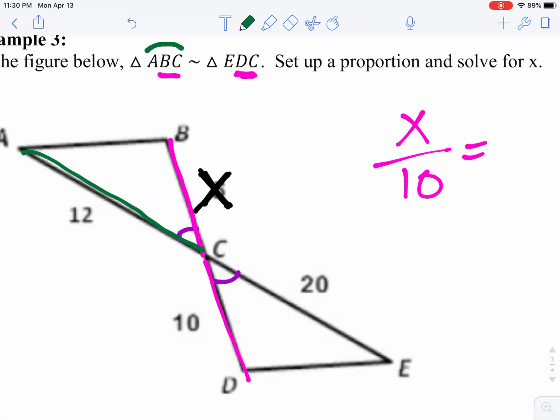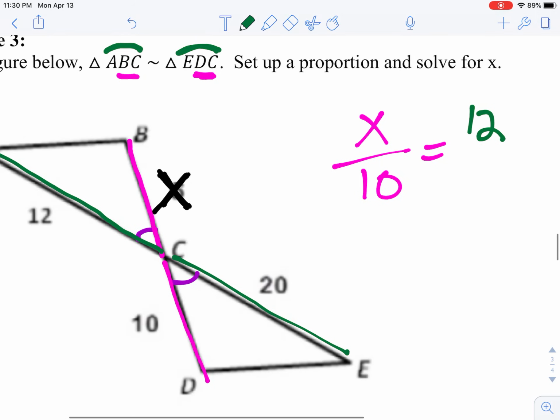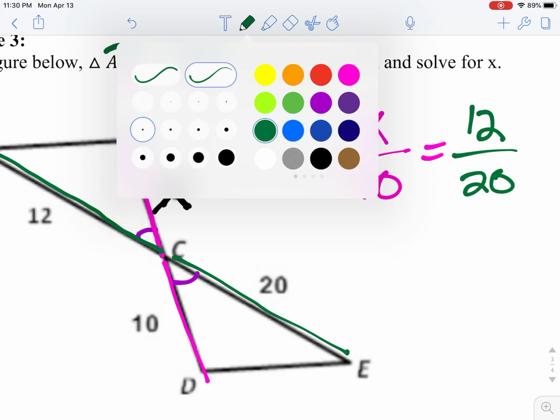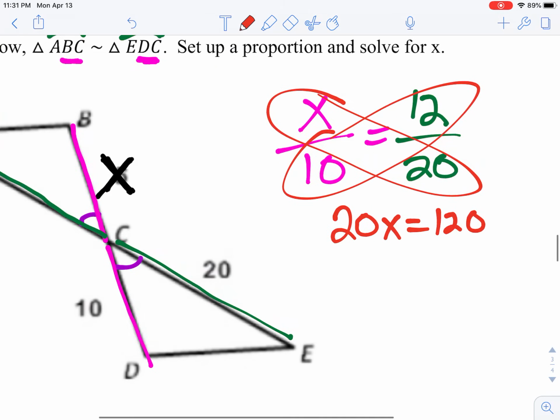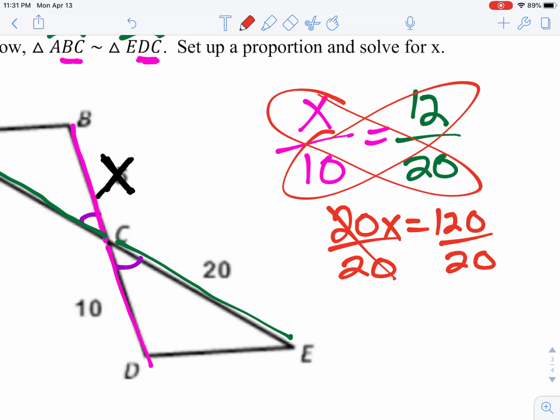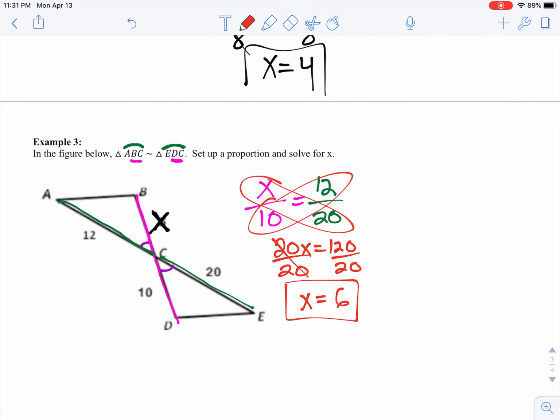And so in the similarity statement, A and C are the outside letters, so EC corresponds with AC. So I'm going to put 12 on top since it comes from the same triangle as the x, and then the 20 on the bottom since it comes from the same triangle as the 10. And now we're going to go ahead and cross multiply. So we've got x times 20, which is 20x, 10 times 12, which is 120. And then we're going to divide by 20 to get x by itself. 20 divided by 20 is 1. 1x is x. 120 divided by 20 is 6. And there you have it. The x is a value of 6.